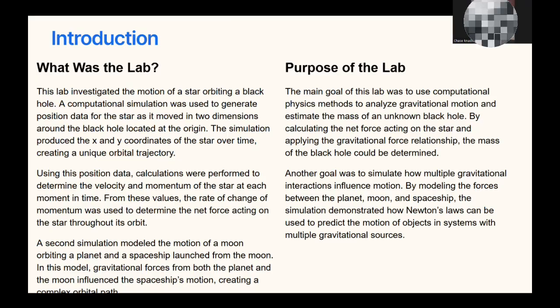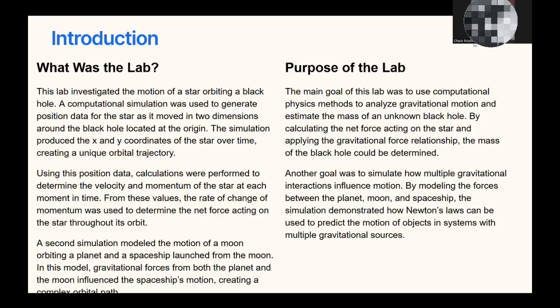Using this position data, calculations were performed to determine the velocity and momentum of the star at each moment in time. From these values, the rate of change of momentum was used to determine the net force acting on the star through its orbit. The second simulation modeled the motion of a moon orbiting a planet and a spaceship launched from the moon. In this model, gravitational forces from both the planet and the moon influence the spaceship's motion, creating a complex orbital path. The purpose of the lab.